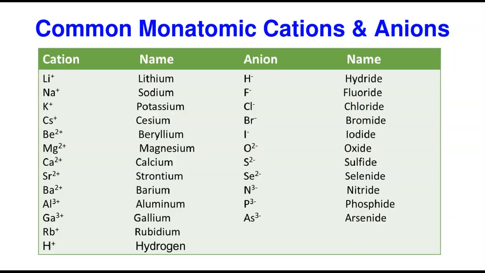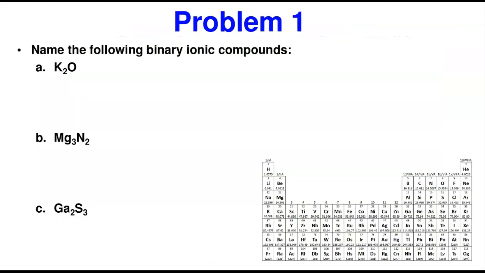Now, these are common names of both the monatomic ions, both the cations and the anions. The common cations we're going to see are lithium, sodium, potassium, cesium, beryllium. Then if you go to the anions, hydrogen at times acts as an anion. When it acts as an anion, we use hydride. So this is fluoride, chloride, bromide, iodide, oxide, sulfide, selenide, nitride, phosphide, and the rest. We're going to use this scheme to practice the nomenclature in the next few pages.